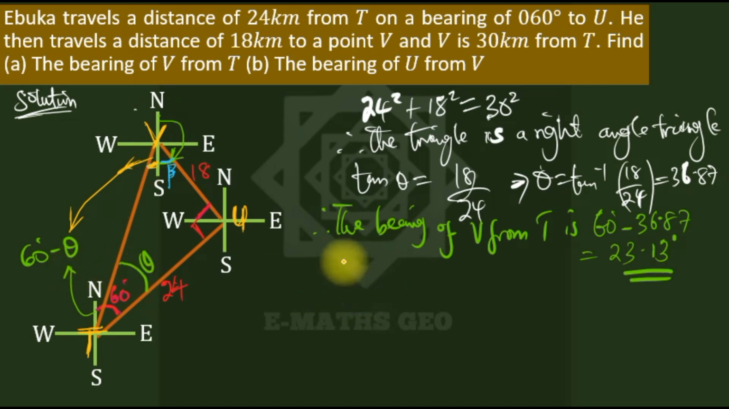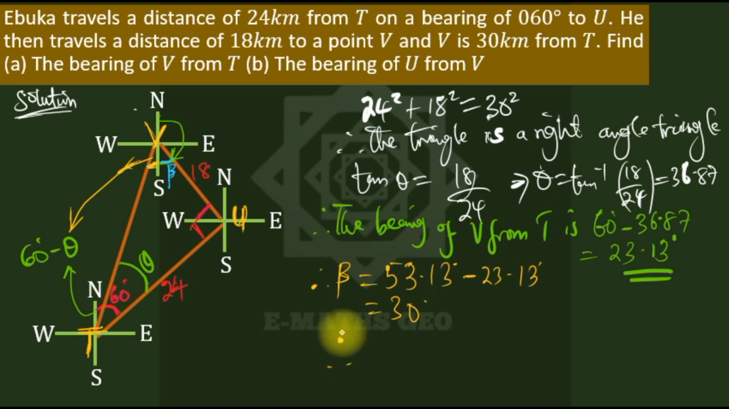To get beta now, 53.13 minus 23.13, that's 30 degrees. You'll be wondering how I got 53.13. Remember here theta is 36.87. This is 90, so this should be 53.13 to make it 180. That's angle V, angle TVU. So to get beta, we subtract this 60 minus theta from it. That's how I got 30. So the beta we are looking for is 30.